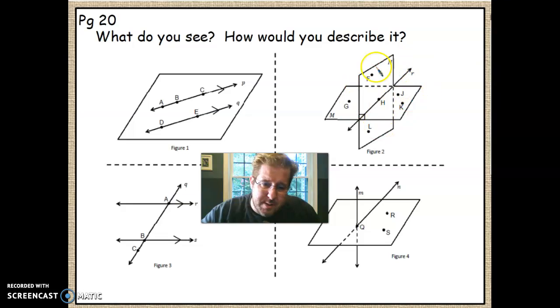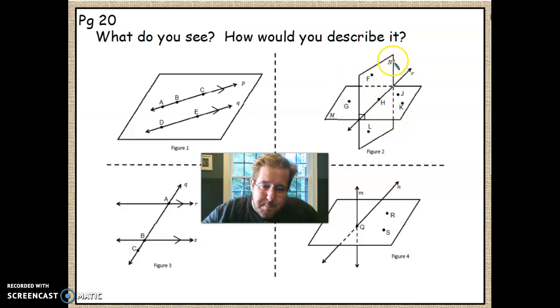If I was going to describe this one, I would say we have 2 intersecting planes, which intersect on line R. This is the line of intersection for 2 planes. Now, 2 planes will always intersect at a line, whereas 2 lines will always intersect at a point. That's because two-dimensional objects hitting each other make a line for their line of intersection.